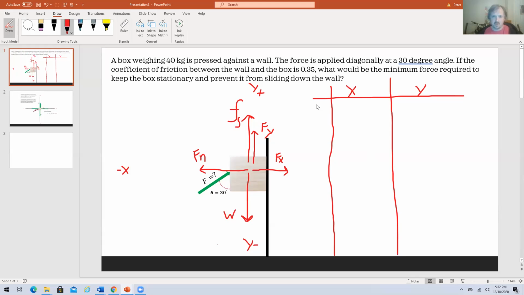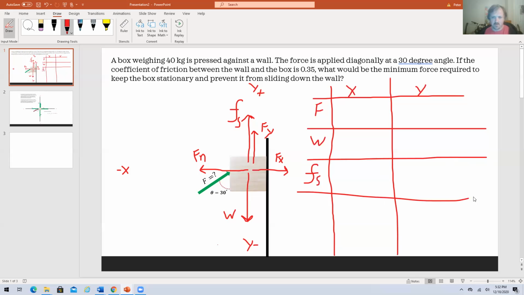So let's define each one of our force vectors. We've got F. We have W. We have the static frictional force. Could have made that line straighter. And then we also have the normal force.